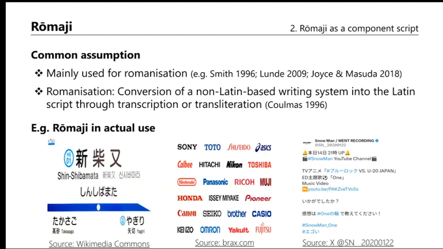On the left, we have a railway station sign, which shows Japanese place names transcribed in Rōmaji. So here, basically each grapheme represents each phoneme. In the middle, we have a sample of some internationally known Japanese company names. And we have phonemic writing here and there, Toto, Shiseido, these are transcribed.